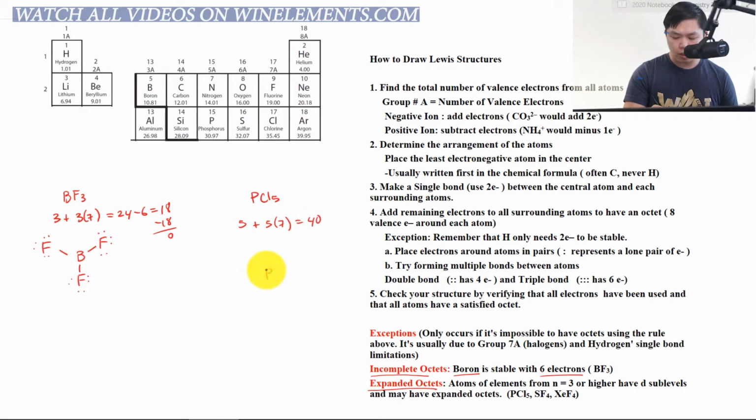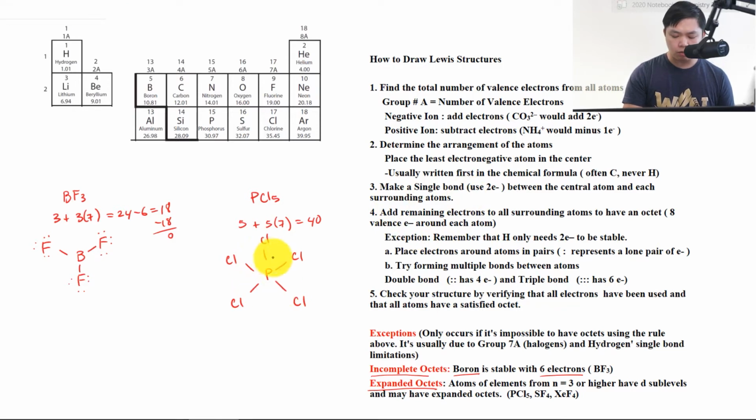So now we have P versus Cl. Of course, the halogens are more electronegative. So we have chlorine, chlorine, chlorine, chlorine, and one right there. Now we're moving on to the single bonds, 1, 2, 3, 4, 5, which is step 3. How many did we use already? 5 bonds, so that's 10. 40 minus 10 gives us 30 left.